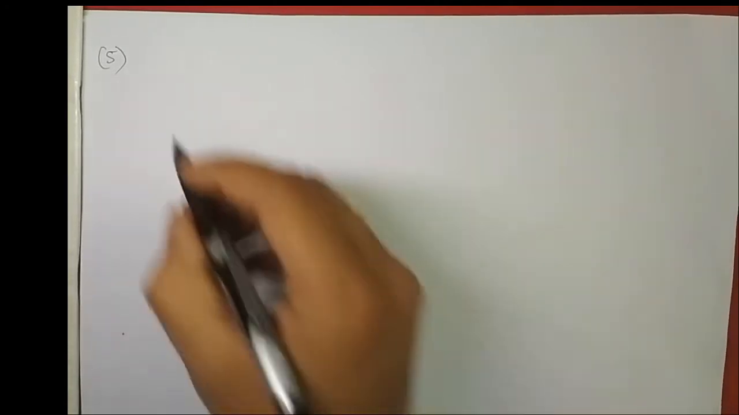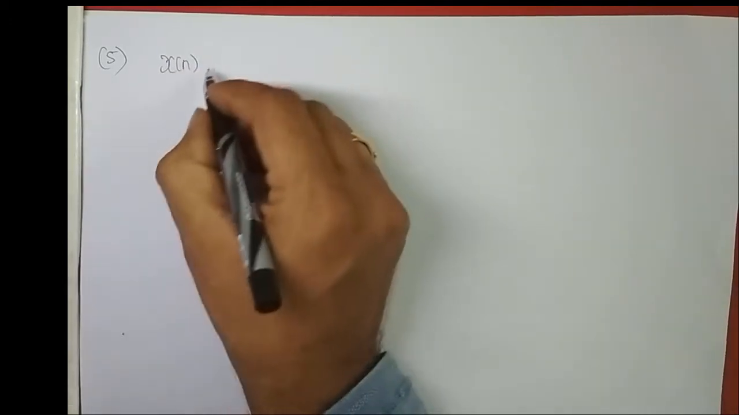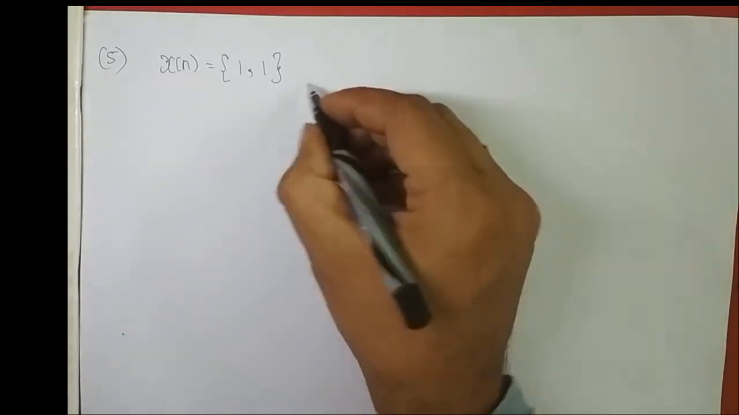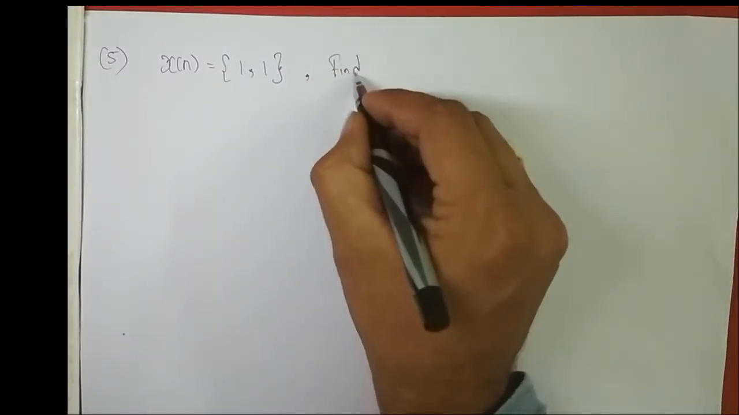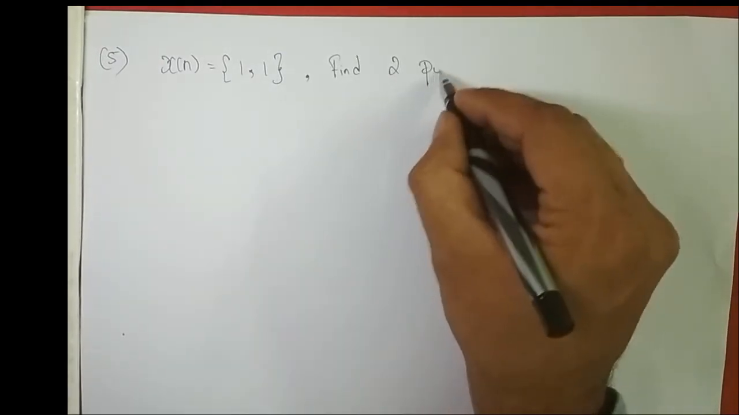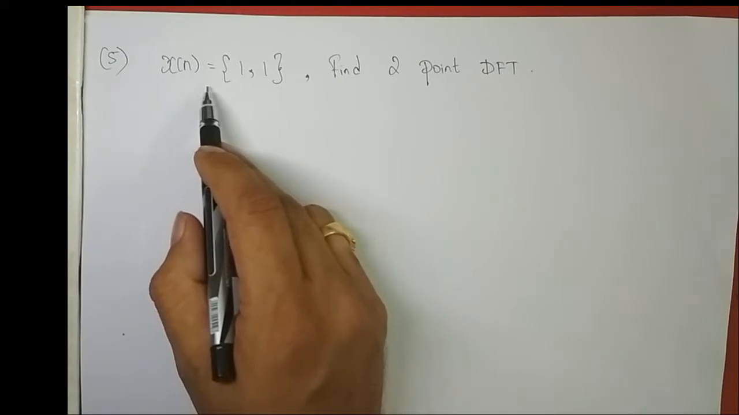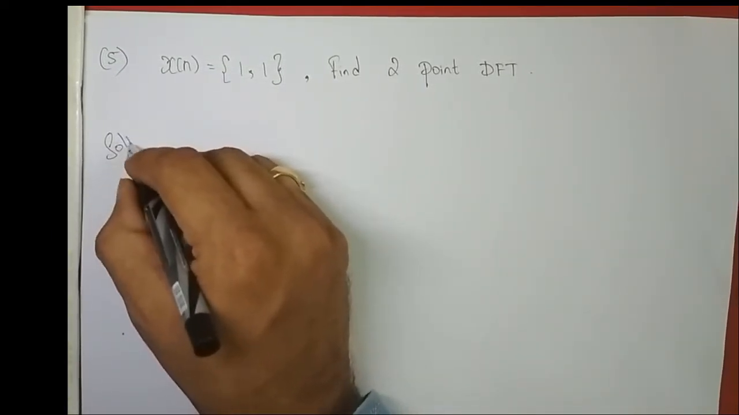Hey guys, we shall try to take up a few more problems on finding the DFT of a sequence. Let the sequence x of n be equal to 1, 1. Here we need to find the 2-point DFT of the sequence x of n equal to 1, 1. We should try to solve this.